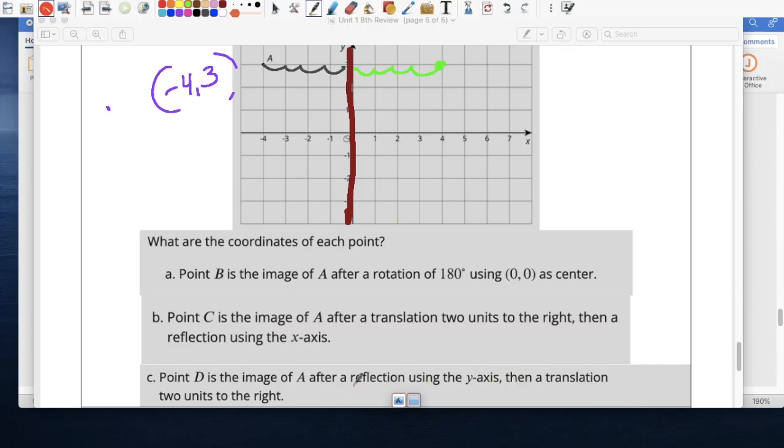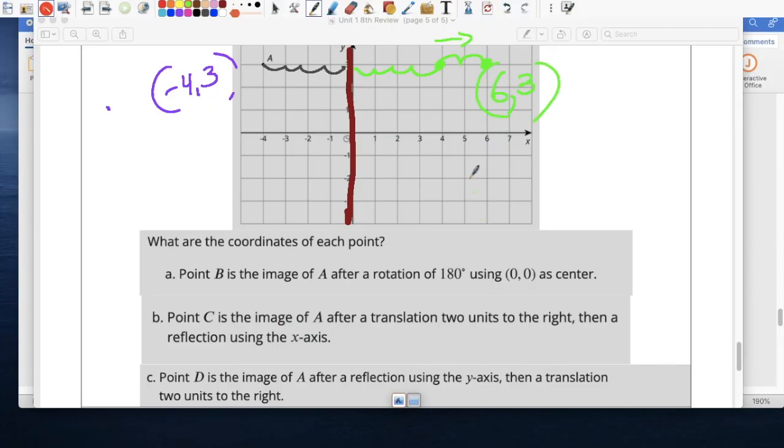And then it's going to go 2 units to the right. Translation 2 that way. So it's going to go 1, 2. And this is the main stop. So what's this point? This point is 6, comma, 3.